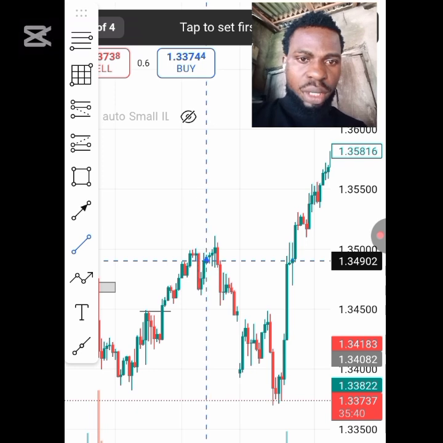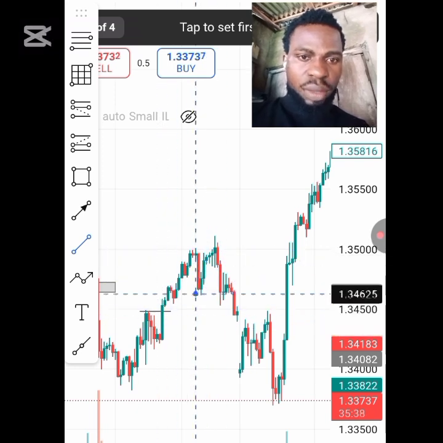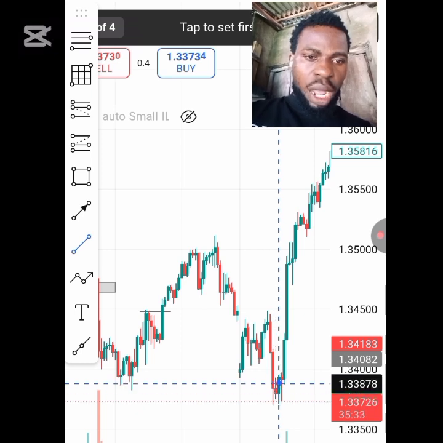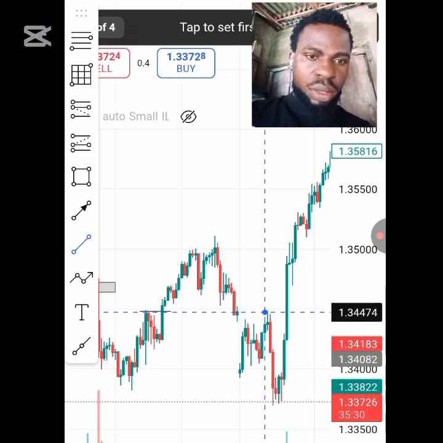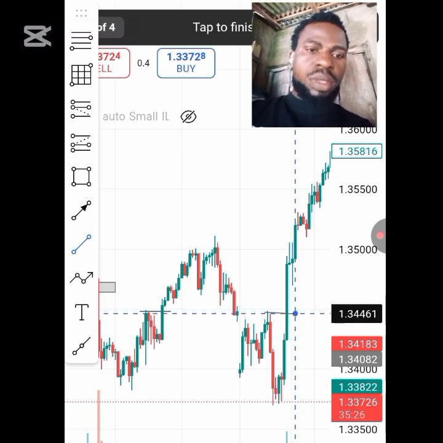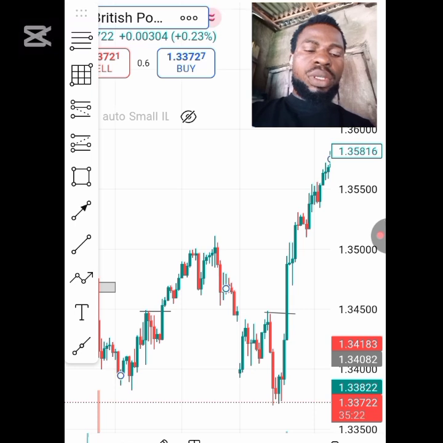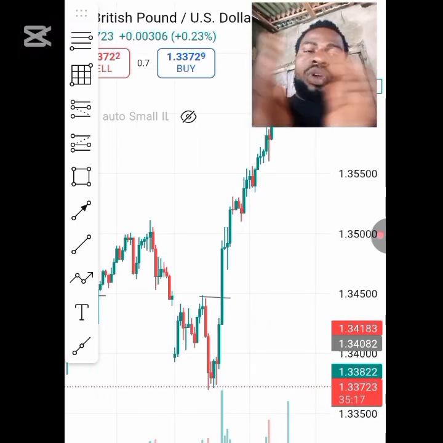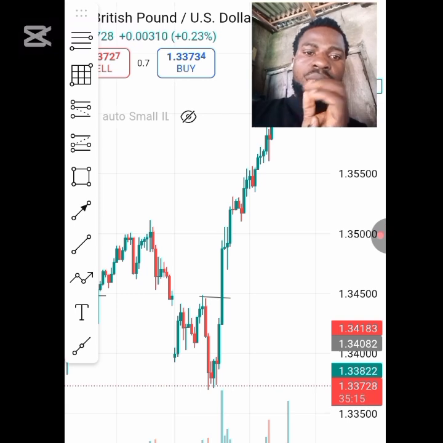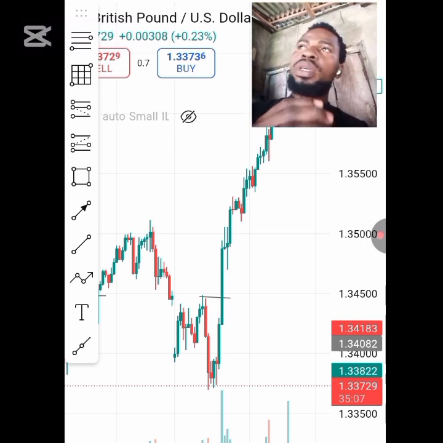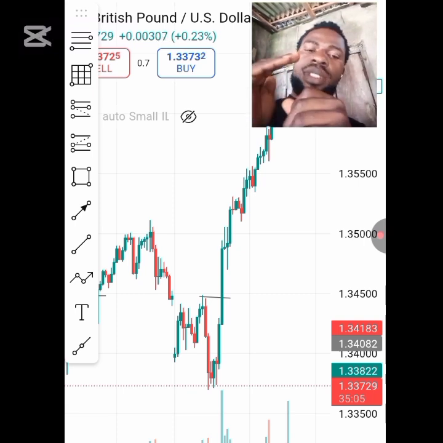So after the change of character, it went down and broke another structure here. This is a break of structure. And remember, when there is a break of structure in the trade, it simply means continue buying. Whenever you are trading and you see a break of structure, it means continue buying if it is an uptrend. Then if it is a downtrend, it means continue selling.